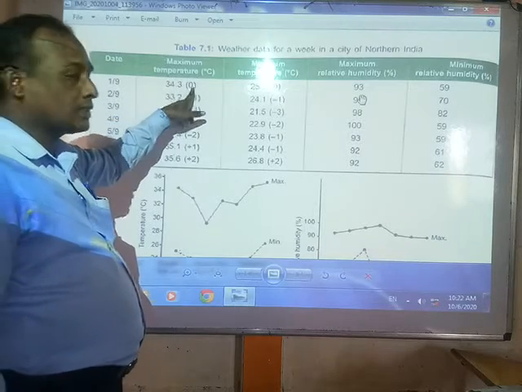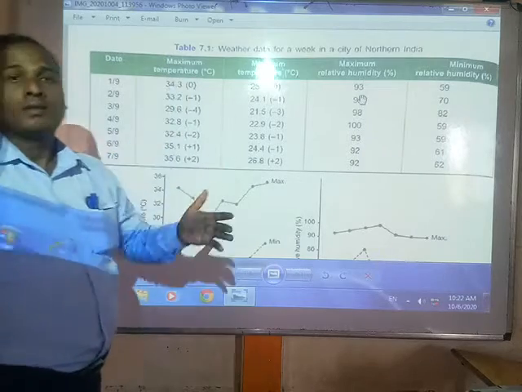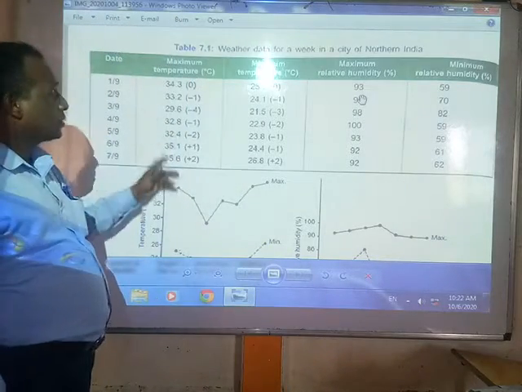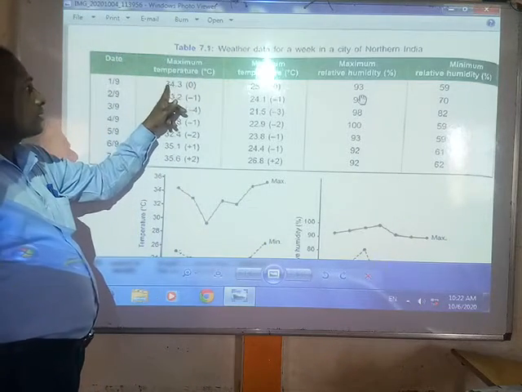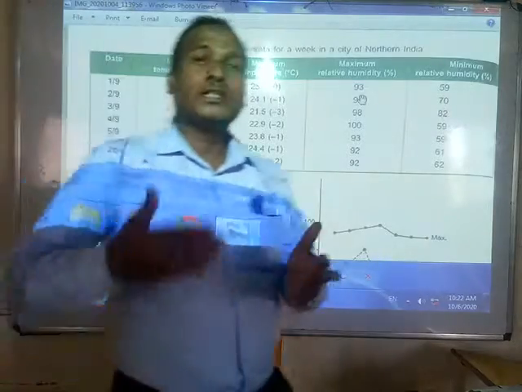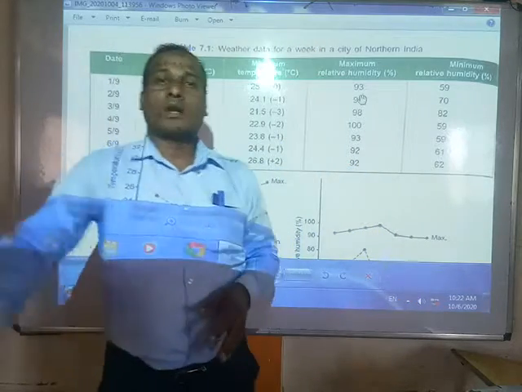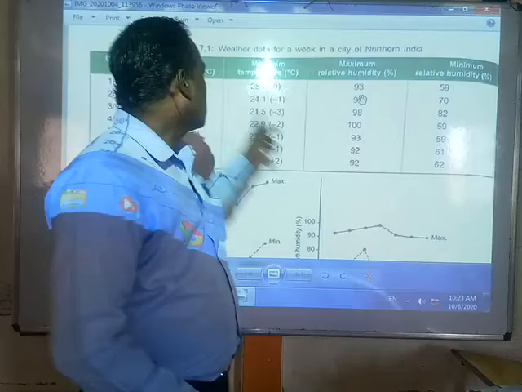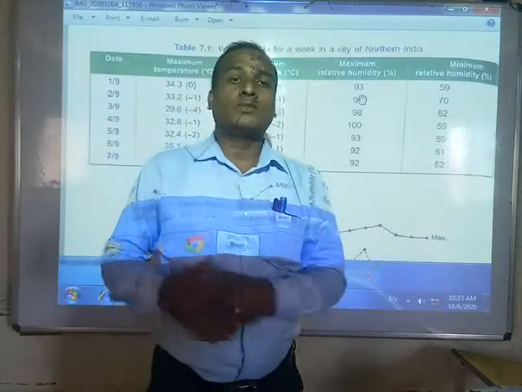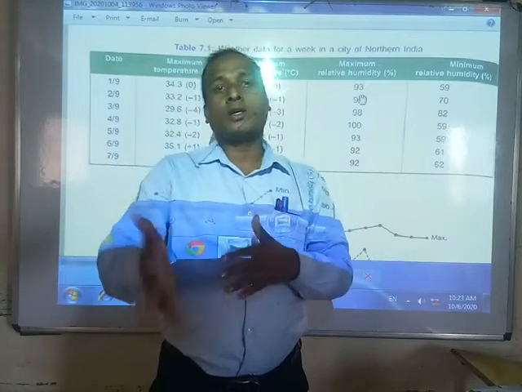Inside the bracket, it has written 0. What do you mean by this 0? The temperature is 34.3, but what is that 0? It means it is equal to the average temperature of that day, which is nearly 34. Over the week, the average temperature came, and that's why 0 is given. If it is -1 or +1, that tells us whether that day's temperature is increasing or decreasing compared to the average.